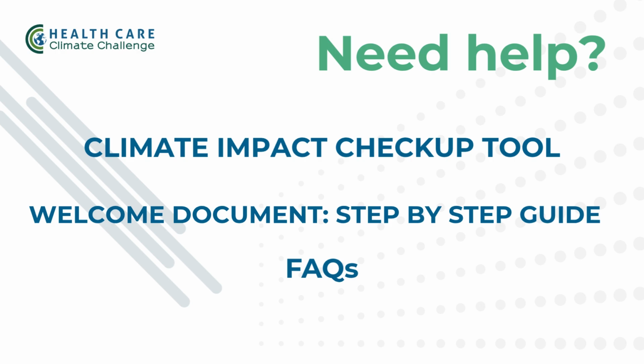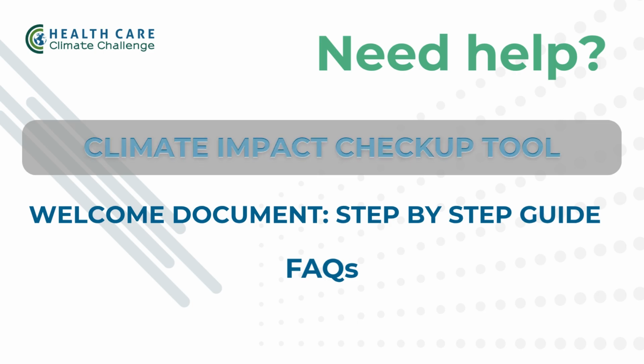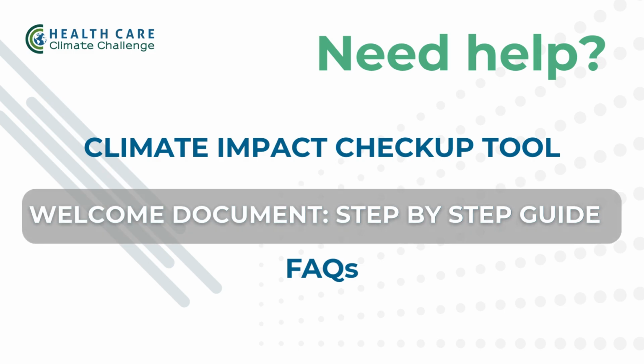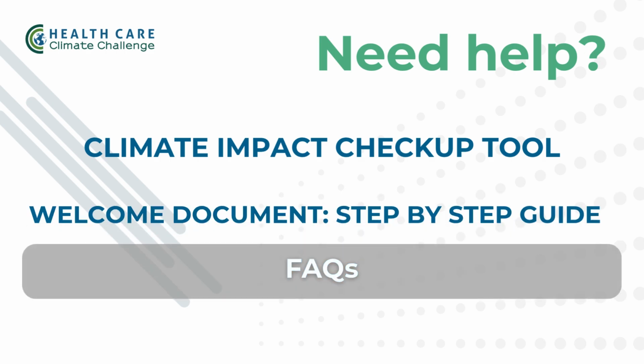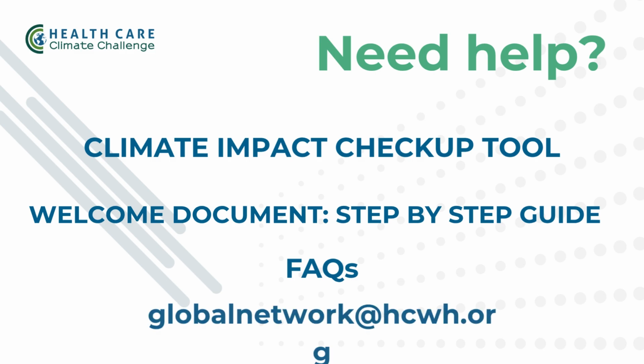Need help? Here are some resources to support your application. Climate Impact Checkup, a carbon footprint calculator designed for health institutions, developed by Health Care Without Harm. Welcome Document. This document describes how to participate step by step and includes further resources to help with your submission. Frequently asked questions. A short FAQ to go over all your doubts. If you still have questions, don't hesitate to reach out to Global Network at hcwh.org. We're here to support you every step of the way.